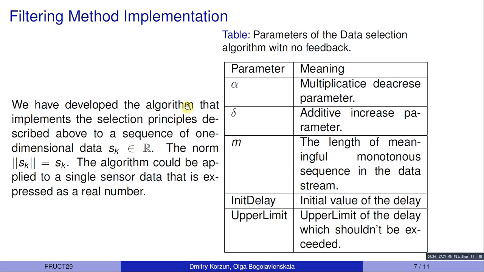Using this approach, we have developed an algorithm which implements the selection principle described above. The algorithm is described in detail in the paper, and here you can see the table presenting its input parameters, which are the multiplicative decrease parameter, the additive increase parameter, the length of a meaningful monotonic sequence in the data stream, the initial value of the delay, and the upper limit of the delay. It shouldn't be exceeded.